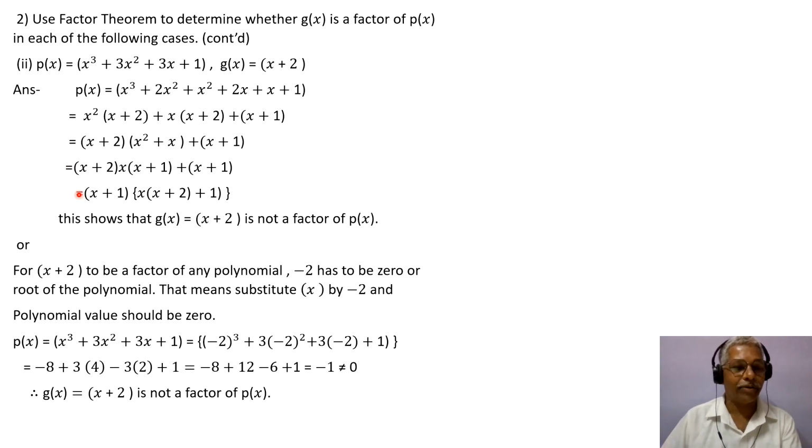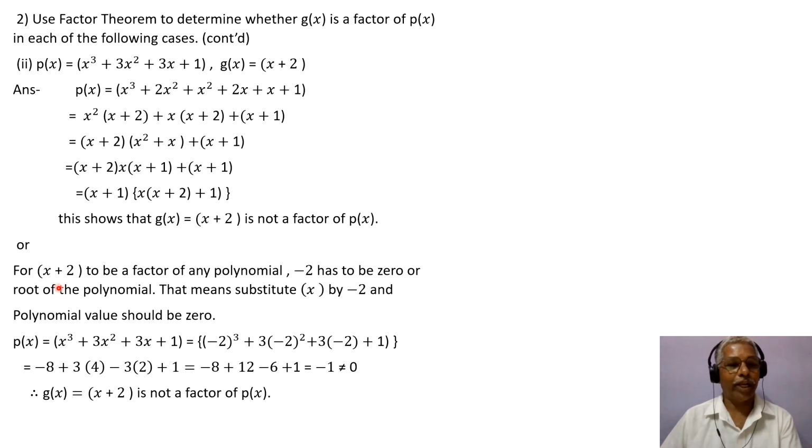What remains in the big bracket is x into x plus 2, and plus 1. This shows that g(x), x plus 2, is not a factor of p(x). Had this been plus 2, then it would have been, but it's not the case. This is finding whether g(x) is a factor of p(x) by another method, which is not given by the exercise, but we are just trying to check.